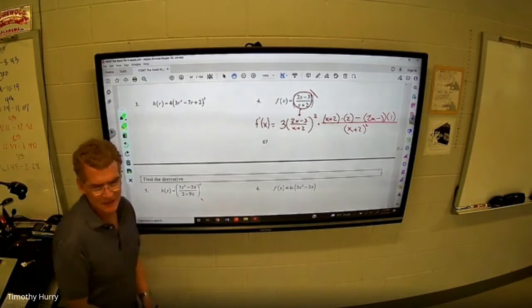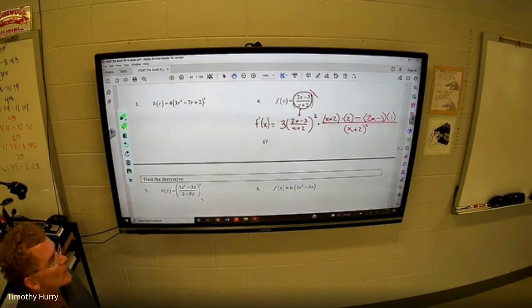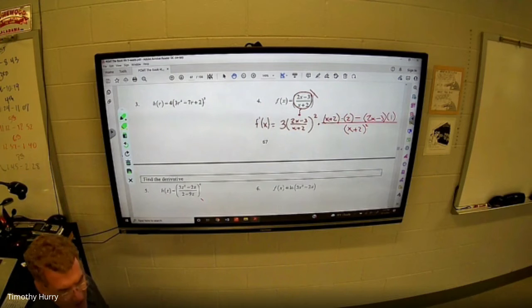I mean, if we did, we'd end up with an x plus 2 to the 4th on the bottom and all kinds of a mess on the top. We are not doing that. Okay, so we'll just leave it like it is. We good so far? Okay, and number 5 is just like number 4 for the most part.